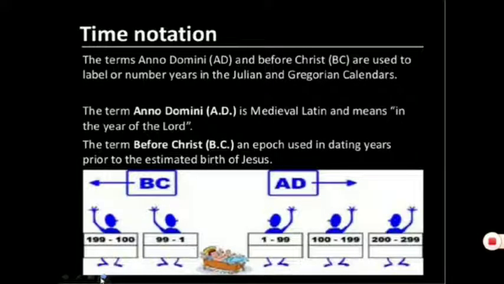Time notation. Children, in the previous slide you have heard the words AD and BC. You have studied this in class 6th also. The terms Anno Domini and Before Christ are used to label or number years in the Julian and Gregorian calendars. The term Anno Domini, AD, is medieval Latin and means in the year of the Lord. The term Before Christ is used in dating years prior to the estimated birth of Jesus.